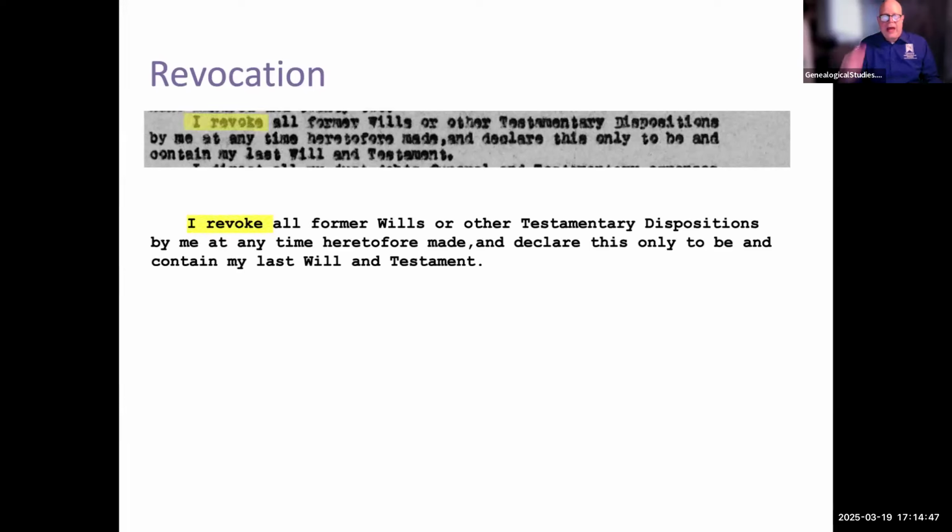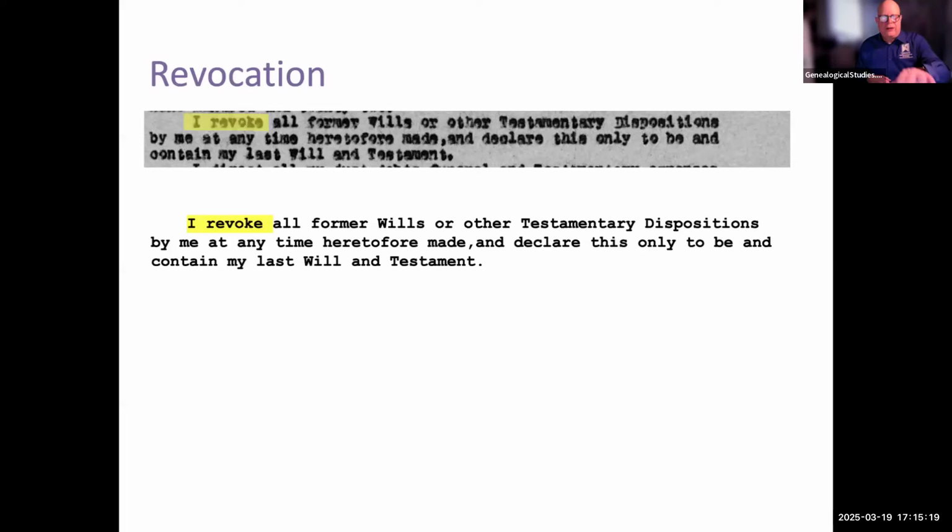I revoke. And if you think it through, you'll see that this is a perfectly logical thing to put in a will. If you happen to have other wills that you've signed in the past, you want to make sure you wipe those out so that your heirs aren't left holding two, three, four, five wills and arguing over which one is the valid one. So if you say, I revoke all the former ones, it wipes them out. You've got a fresh start, you've got a fresh document, and it just makes everything easier for everybody.